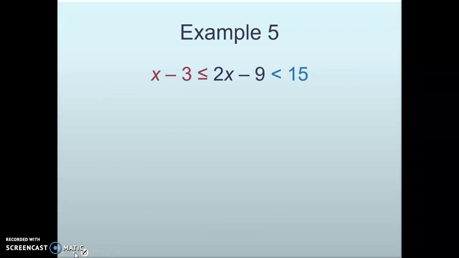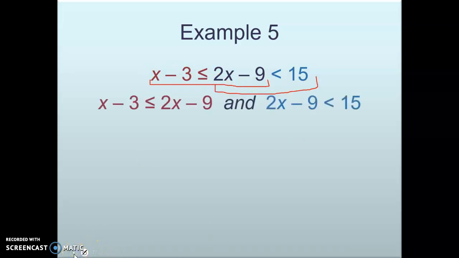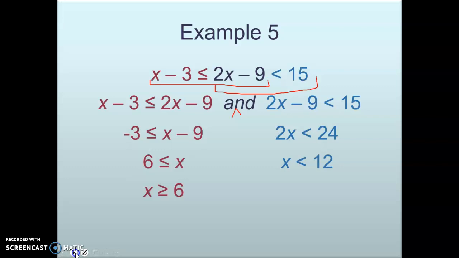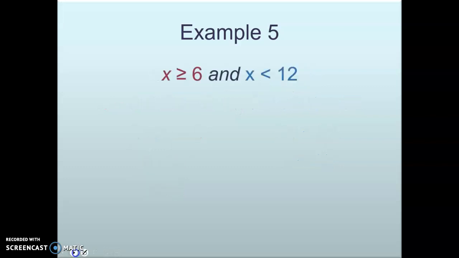x minus 3 is less than or equal to 2x minus 9, which is less than 15. Let's go ahead and break those into two inequalities. Here's our first one, and here's our second one. So we get x minus 3 is less than or equal to 2x minus 9, and 2x minus 9 is less than 15. We'll solve for x in both of those, and we get x is greater than or equal to 6 on the left, and on the right, we get x is less than 12. If we were to graph those, we would find out that our solution set is that x must be greater than or equal to 6 and less than 12.